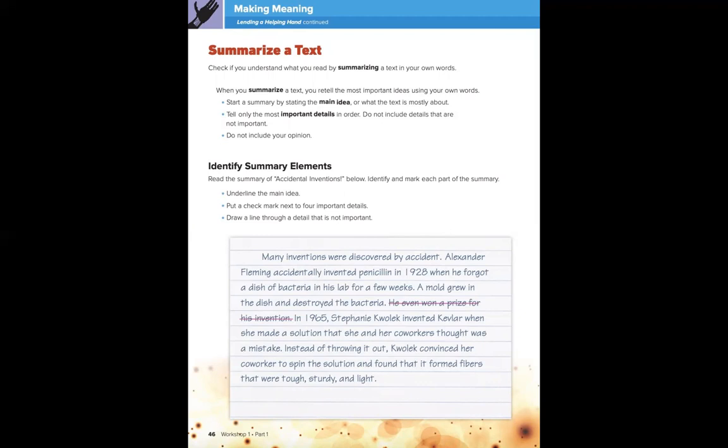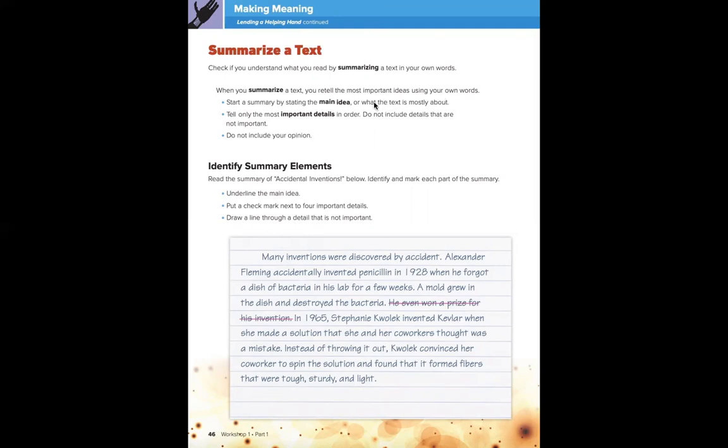Check if you understand what you read by summarizing a text in your own words. So that is basically what you're doing. You're checking your understanding. Did you comprehend what you read in the story? Are you able to retell it to someone? And a summary helps you do that. When you summarize a text, you retell the most important ideas using your own words. That is the most important part here. Not the most, but it's very important that you are using your own words, okay?